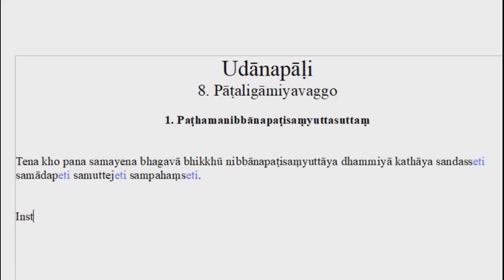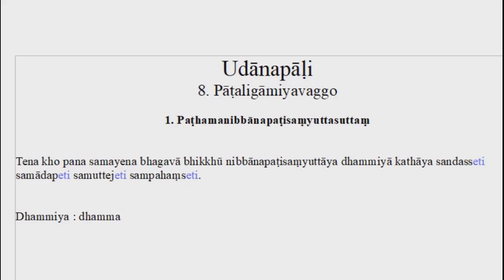You could try other cases and see if you think that he's exciting or instructing from a speech or due to a speech. But I think the instrumental makes a lot of sense here. So we have kathāya as instrumental, and then we have this word dhammiyā.